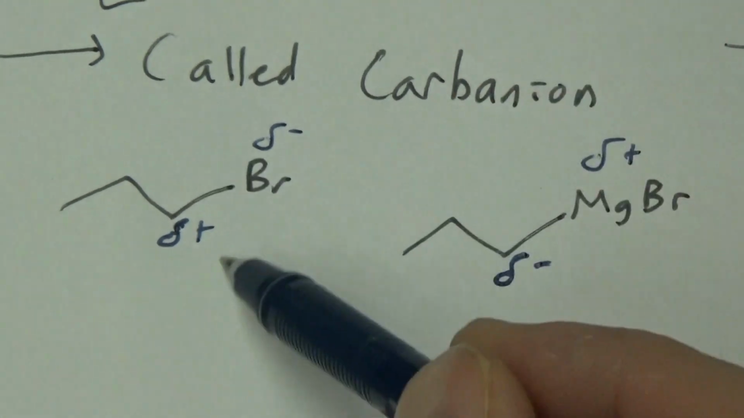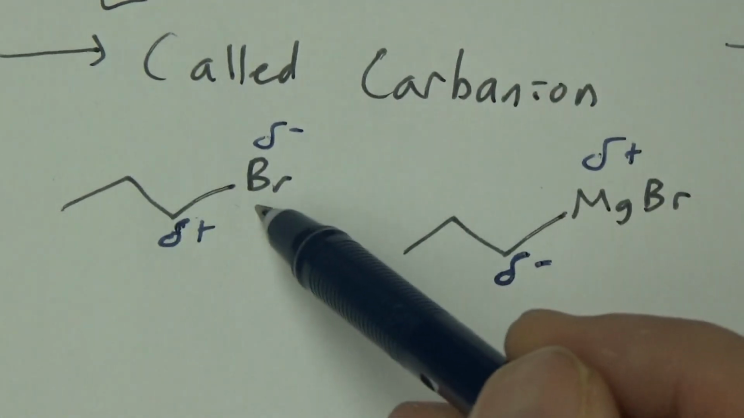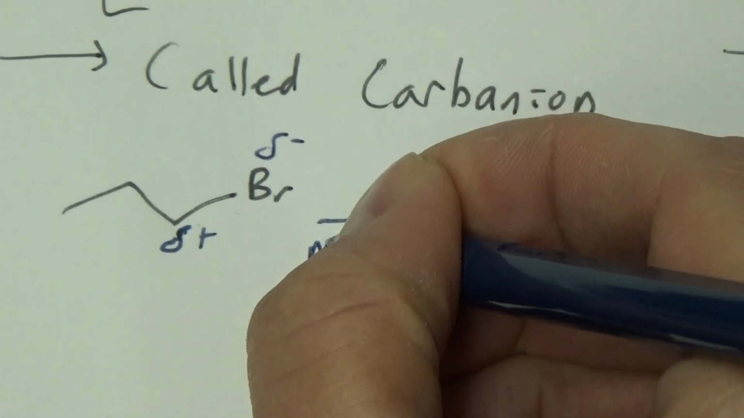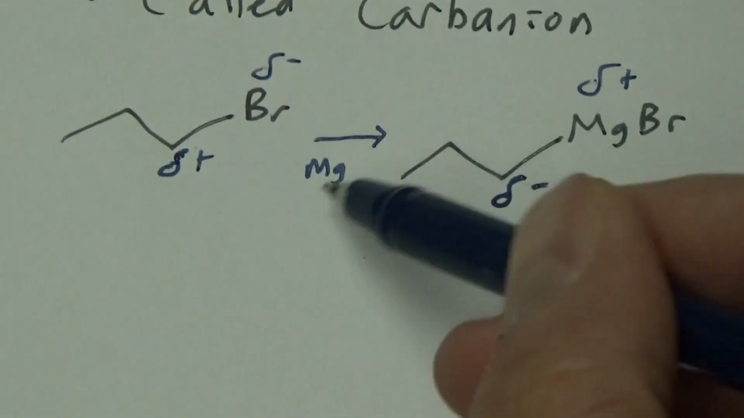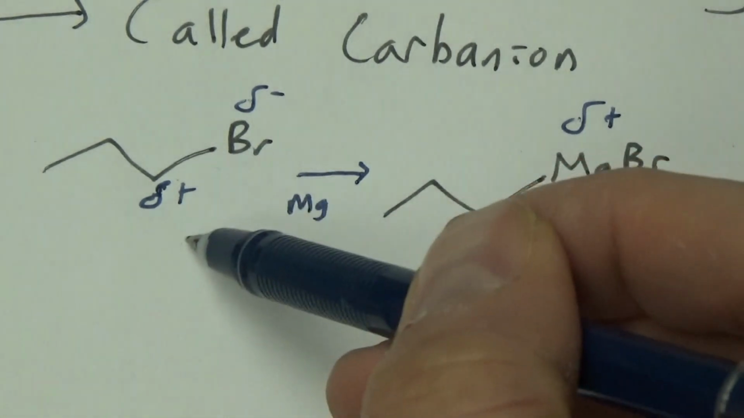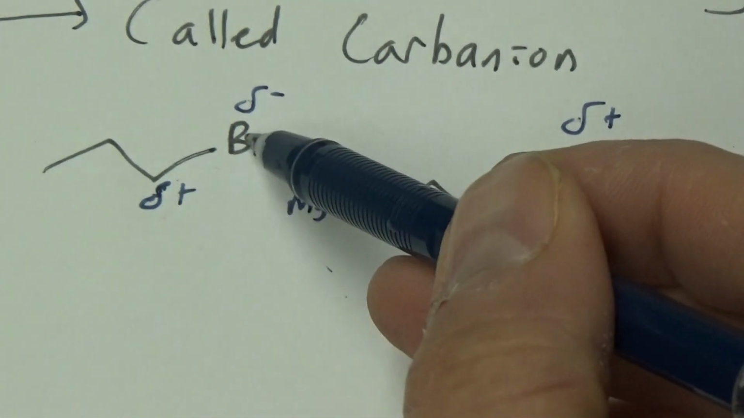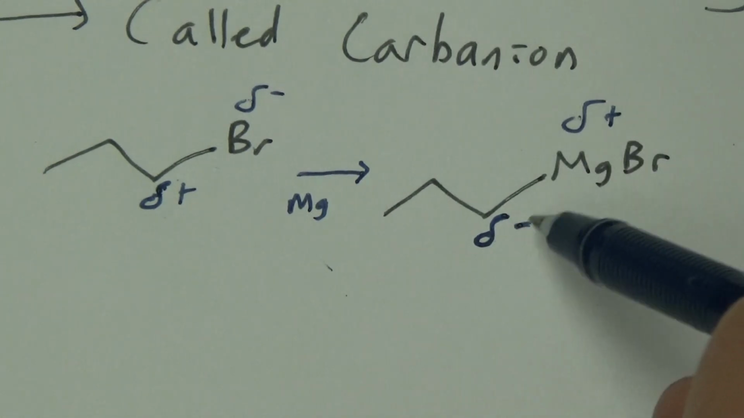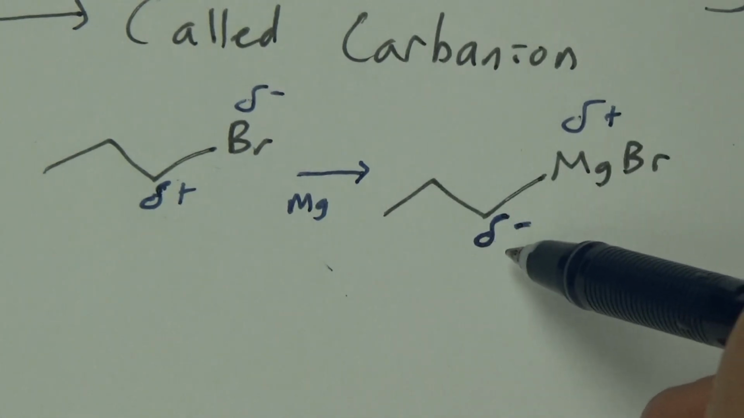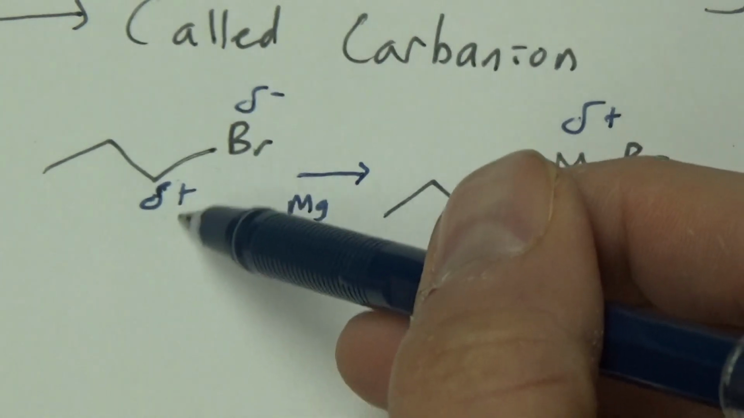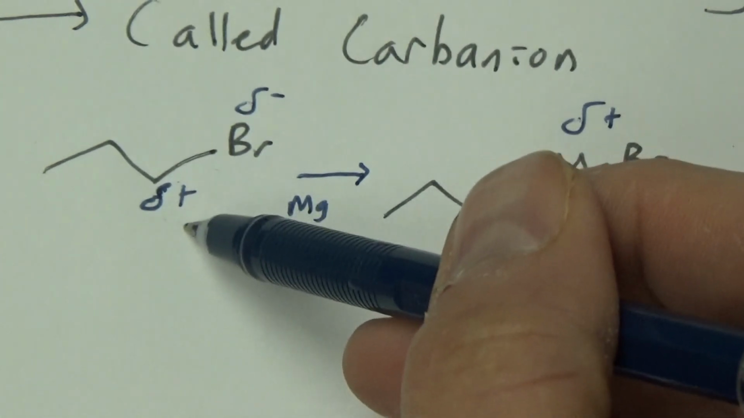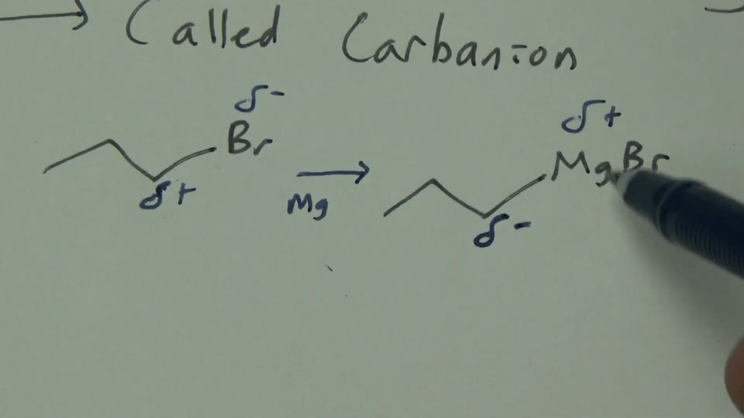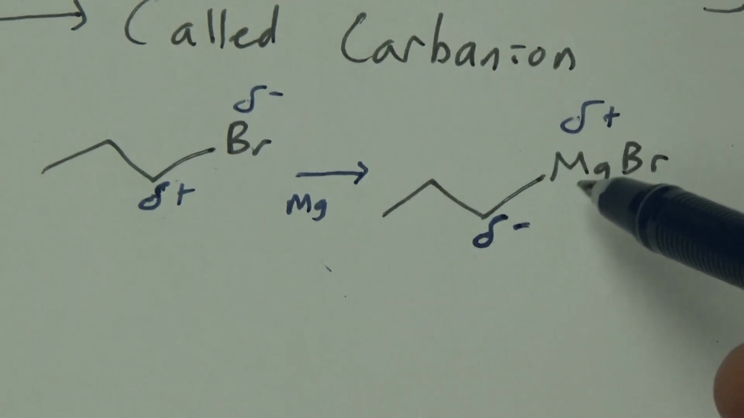But notice, we can actually do this as a reaction. We just throw in some magnesium, and it reverses the polarity. This is delta plus, delta minus, but the Grignard-type reagent is delta minus, delta plus, and this is nucleophilic. This is electrophilic, like a substrate for an SN2 reaction. This is a crazy super reactive molecule that we can attack things like ketones and aldehydes with.